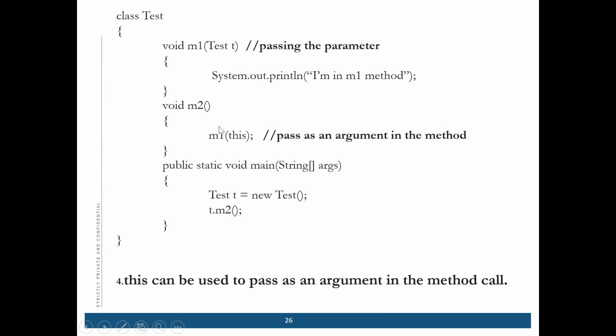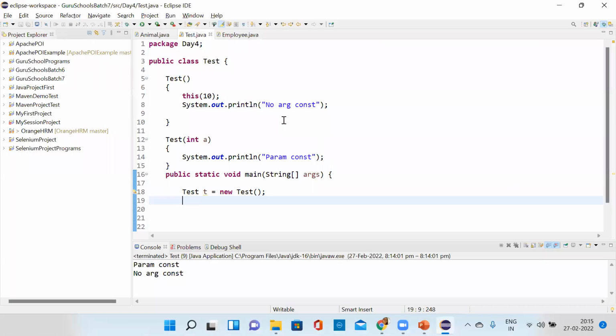So it is calling the method which has an argument of class type. Only the class argument which we are passing can be called by this keyword. If you write String t, then it will not work. Only the class argument. I will show you here.